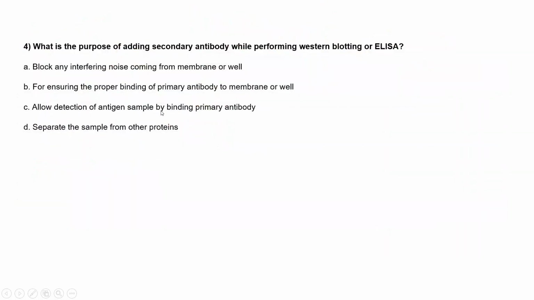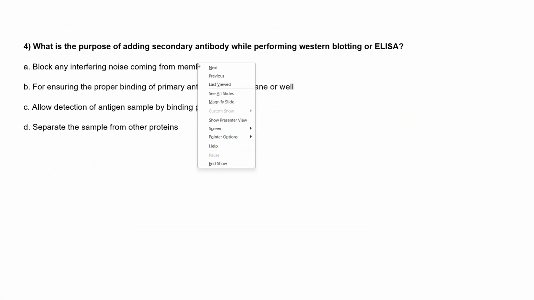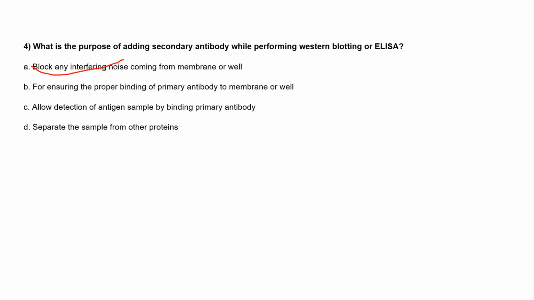So moving to the next question: what is the purpose of adding the secondary antibody while performing Western blotting or ELISA? Like we have this one antibody, right? Why are we adding the secondary antibody? Option A is block any interfering noise coming from membrane or well. Option B is ensuring the proper binding of primary antibody to membrane or well. Option C is allow detection of antigen sample by binding primary antibody. Option D is separate the sample from other proteins.